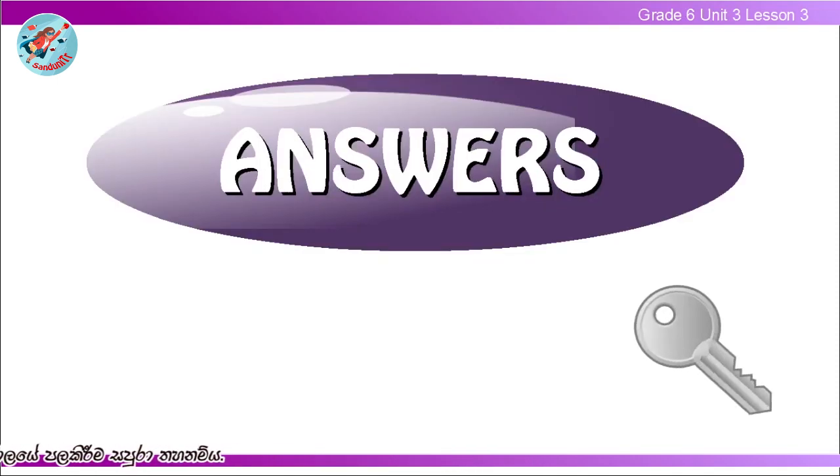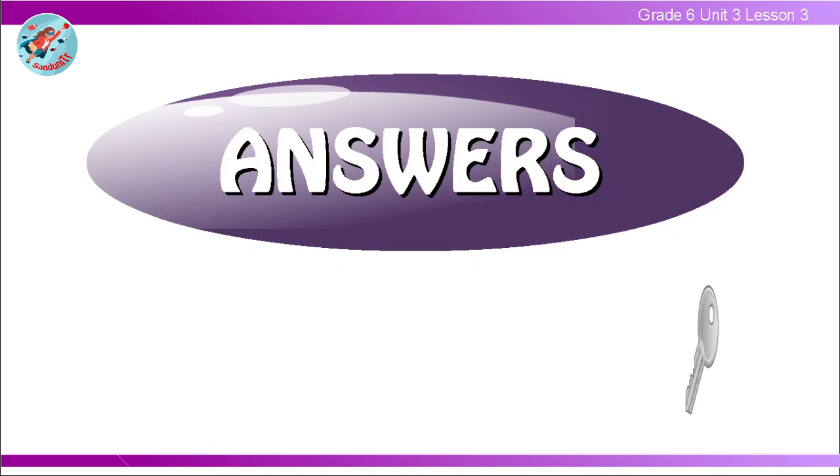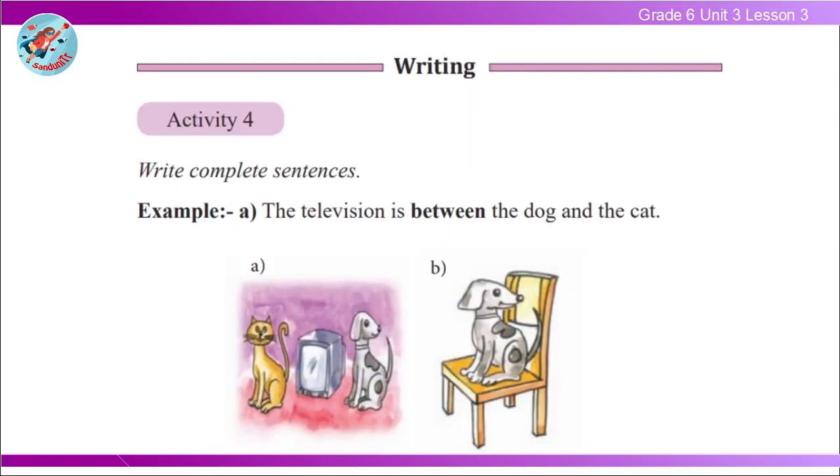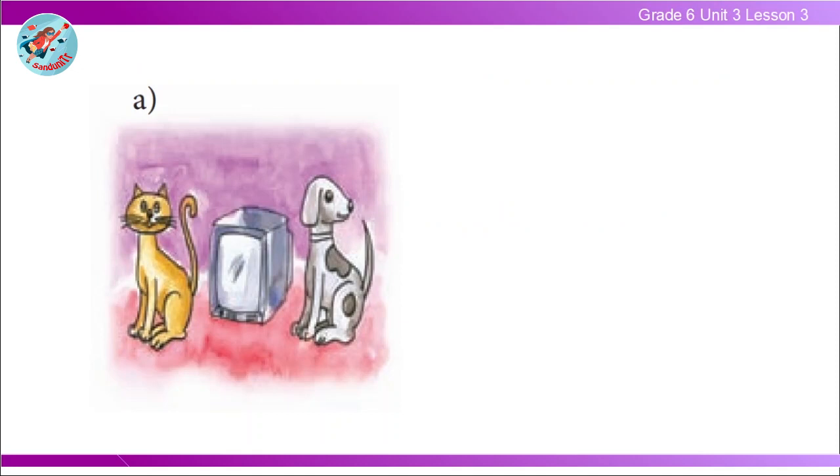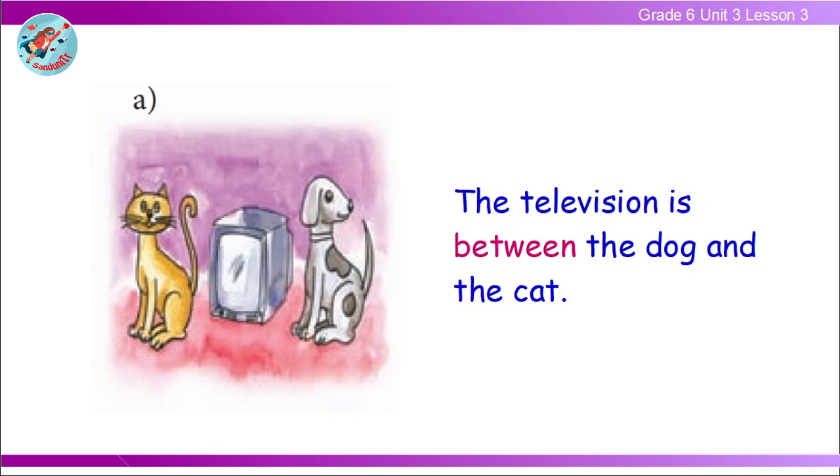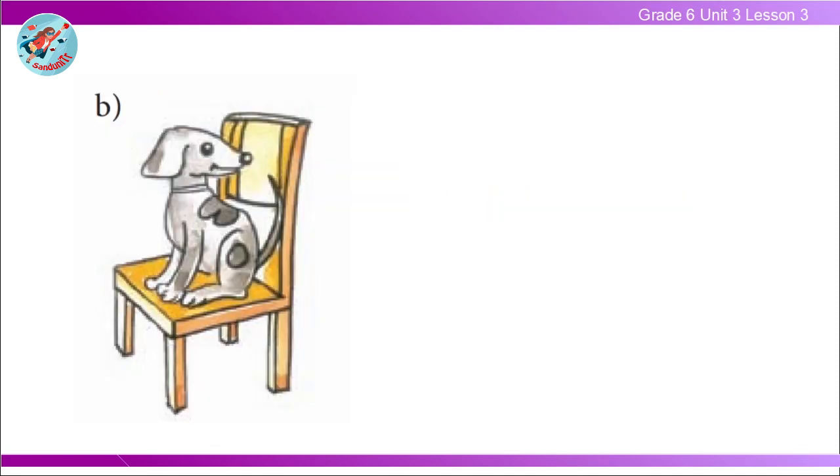Have you all finished? Okay, let's check your answers. A sentence for the first question is given like this. Children, that was, the television is between the dog and the cat. Okay children, now look at the second picture. There, as you can see, a dog is on the chair. So children, the sentence that we can make using this picture is the dog is on the chair.